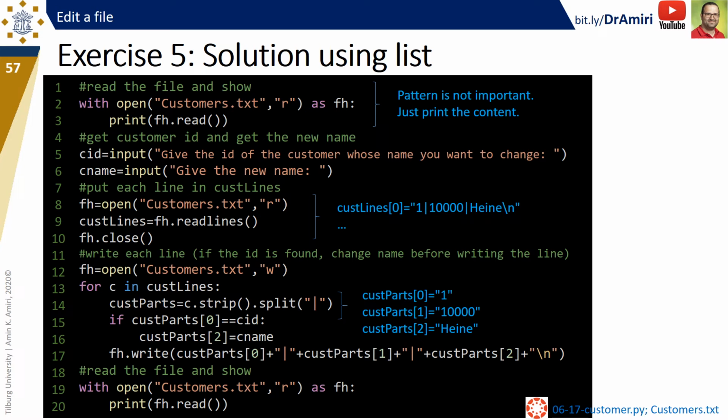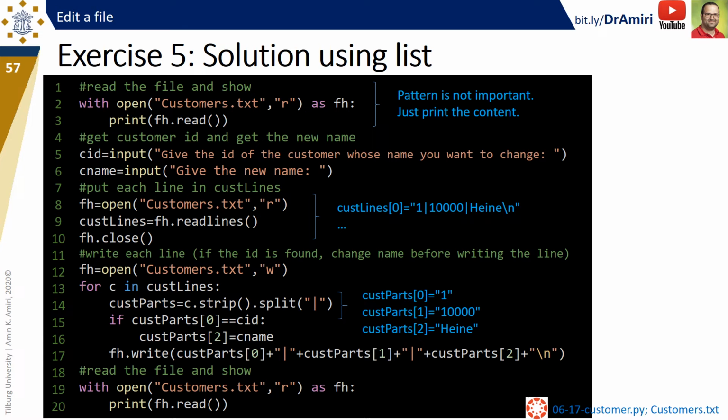And then in line 15, I can simply check if the first item of cost parts is equal to what the user provided, CID, which I got in line 5. And if that's true, I'm going to change the name, which is in cost parts bracket 2, to the name provided by the user in line 6. So line 16 does the change in the content in the RAM.